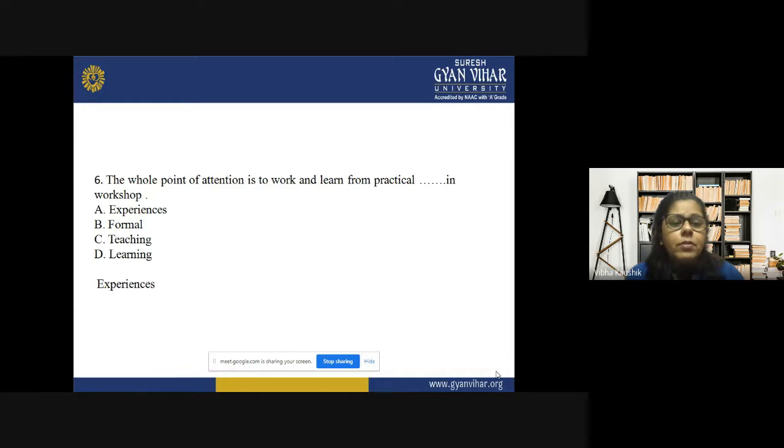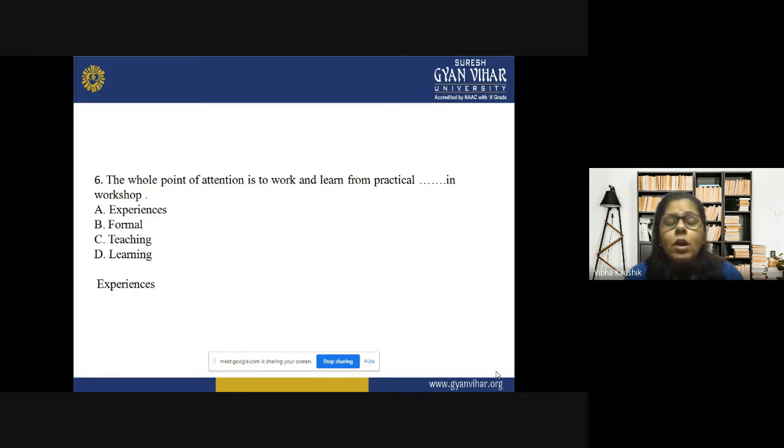Experiences, B. Formal, C. Teaching, or D. Learning. So these are the options A, B, C, D. Now you have to select the correct answer on the basis of these choices. Now, what will be the correct answer? Yes, the correct answer will be option A, that is experiences.